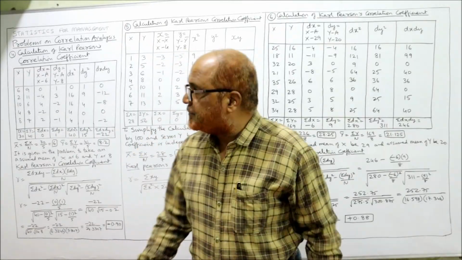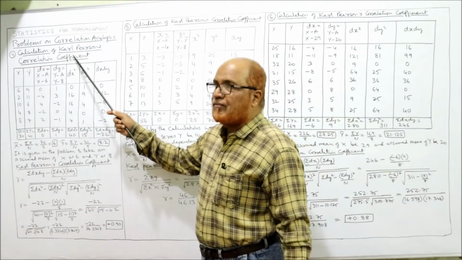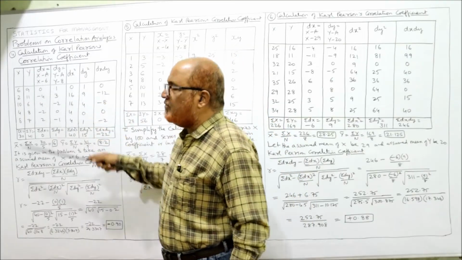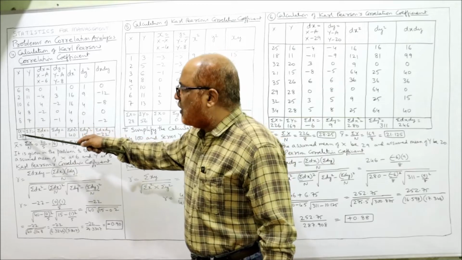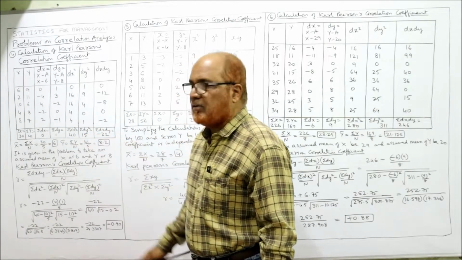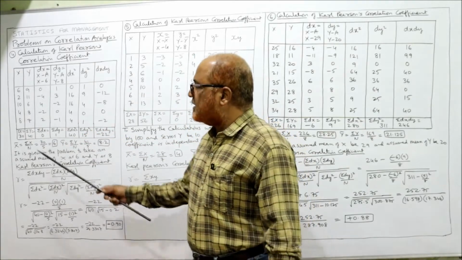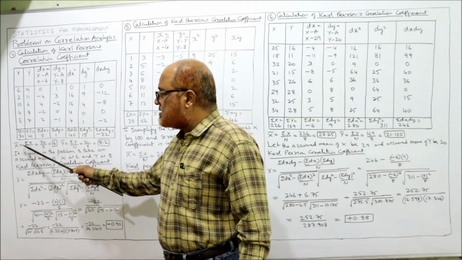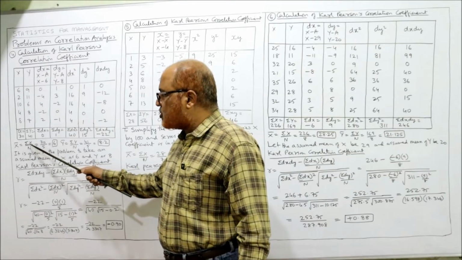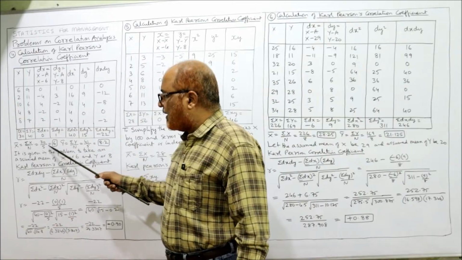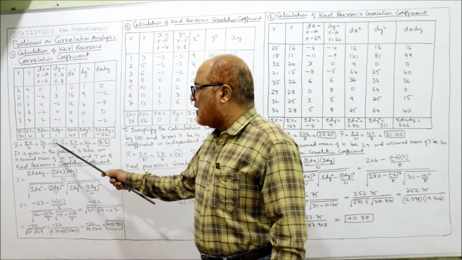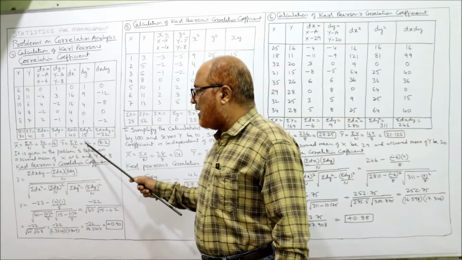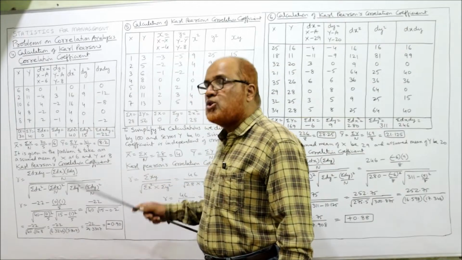So see here, calculation of Karl Pearson's coefficient of correlation. X values and Y values are given in the problem, same to same I have taken. The total of X is 30. Total of Y is 41. Now calculate and see the mean. X bar is equal to summation X by N, 30 divided by 5, 6. So the mean of the X series is 6. Mean of the Y series, summation Y by N, 41 by 5, 8.2.